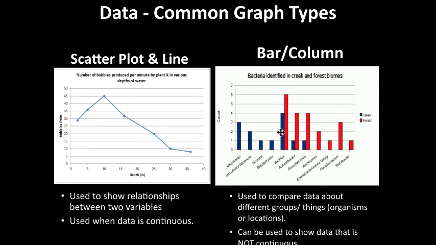In the bar or column chart, you can call those either way, the same thing, you're comparing different groups to each other. So on the x-axis, we don't have continuous numbers anymore. We have names, groups of things. These are bacterial species here, and they're being compared to each other in creek versus forest. So it makes sense that we have a bar graph there.